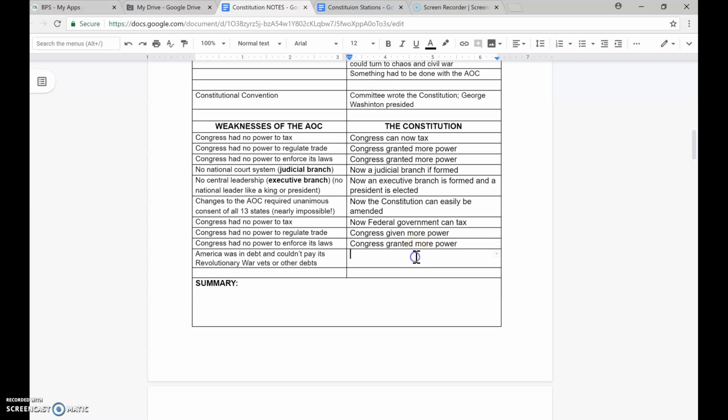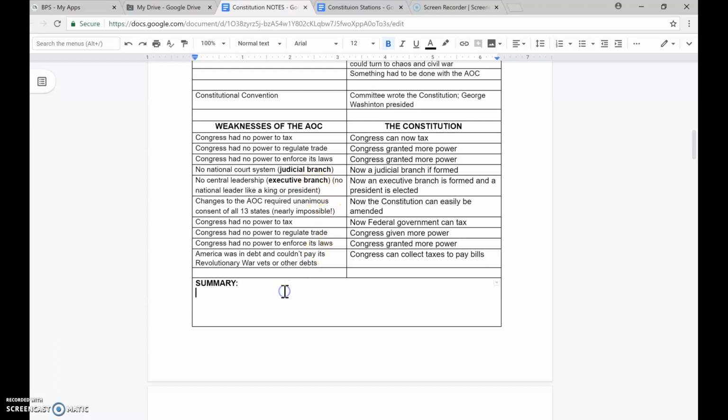All right. America was in debt and couldn't pay its Revolutionary War vets or other debts. So now Congress can collect taxes to pay bills. What a concept. Okay, so these are how the Constitution actually fixed a lot of the problems, the weaknesses of the Articles of Confederation. We fixed it. They fixed it. They got smart. And so this is great.